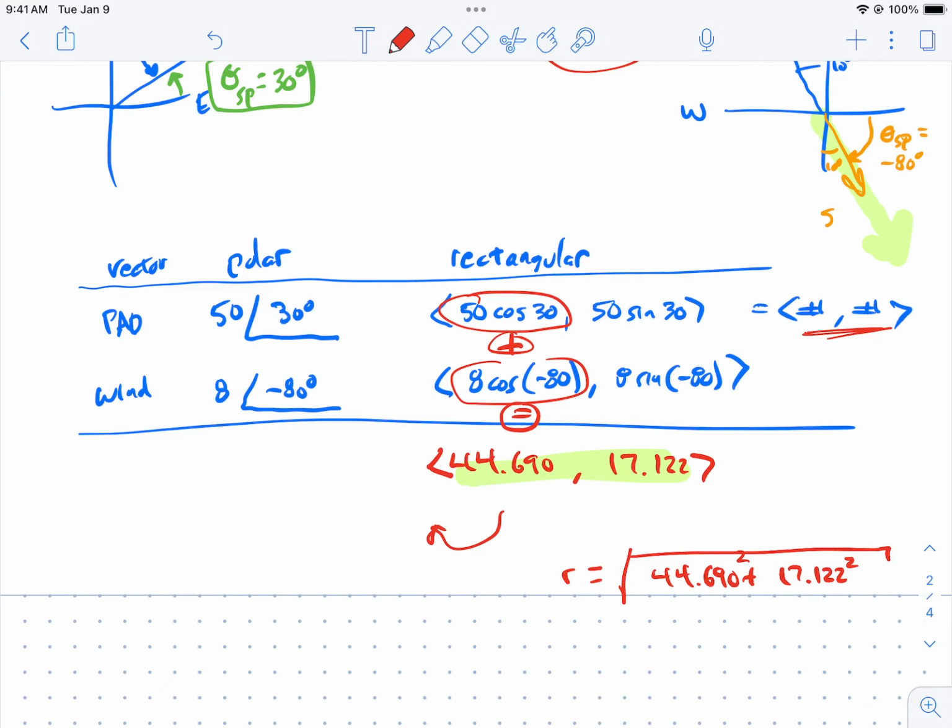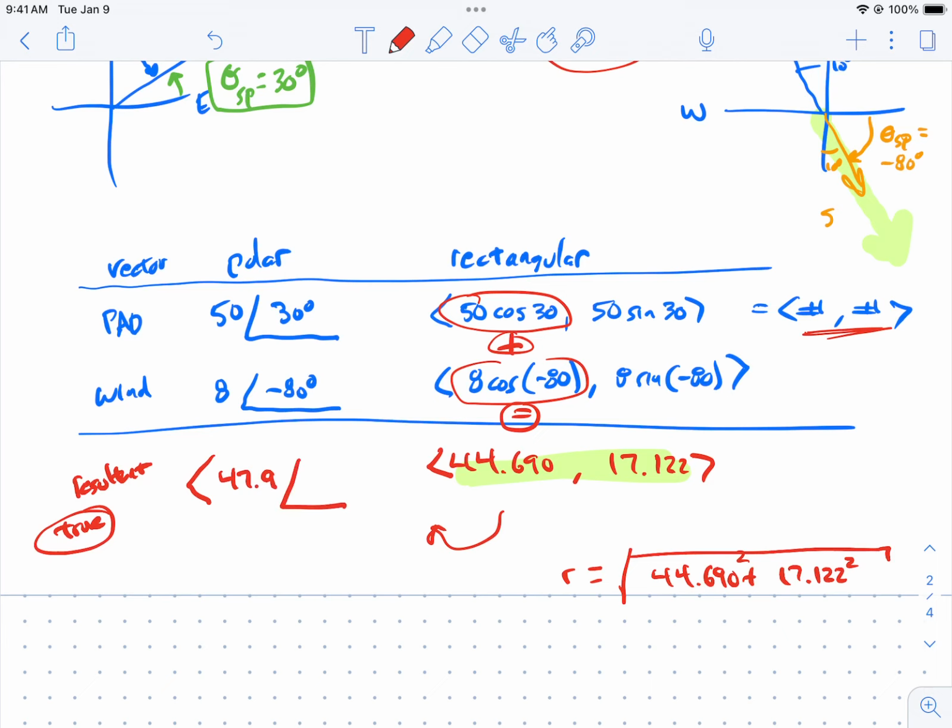44.690 squared plus, what do I got? 17.122 squared. Bam. Oh, square root button. Don't forget the square root button. Square root of the answer. Bam-o. 47 point, and I'm going to round back to 3 now because it's my final answer. So this would be the resultant, or in this case, we have a better name for the resultant, his true speed and direction. So he's really going 47.9 miles an hour. So the wind is slowing him down a little bit, it looks like. Even though it's, well, if it's slowing him down, that must mean that he's partly going into the wind. Not straight into the wind, but partly into the wind.